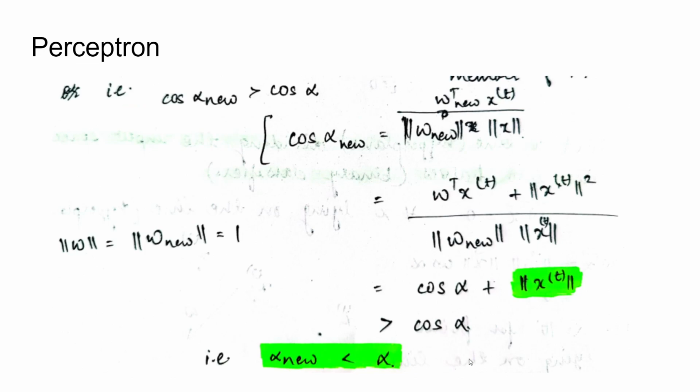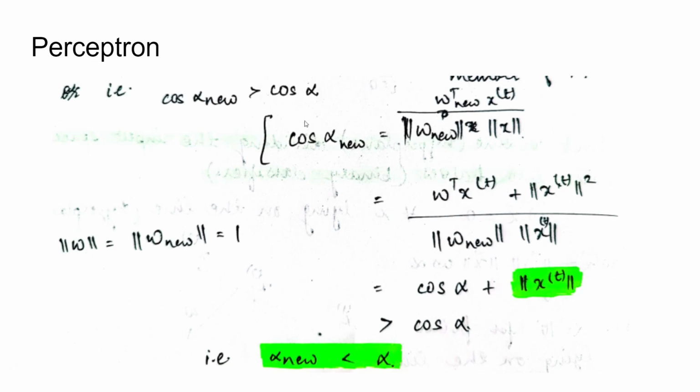Substituting it and solving it, you will get this cos alpha new, which is simply the dot product formula, that is the dot product of w transpose with x divided by the norm of w new and x. So this is your cos alpha new, and why this equation came, that's clear, right? Because we are making sure that the norm of w is the same as the norm of the updated w, which is always 1. So what is changing is actually the angle. The rotation of the hyperplane is what is actually getting updated in this perceptron.